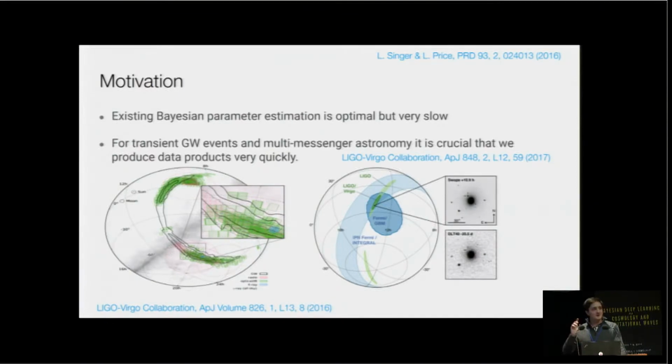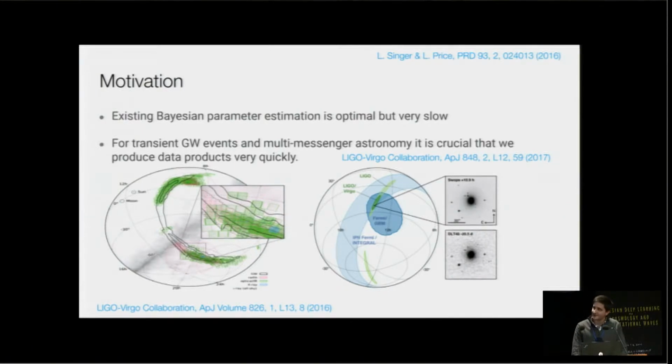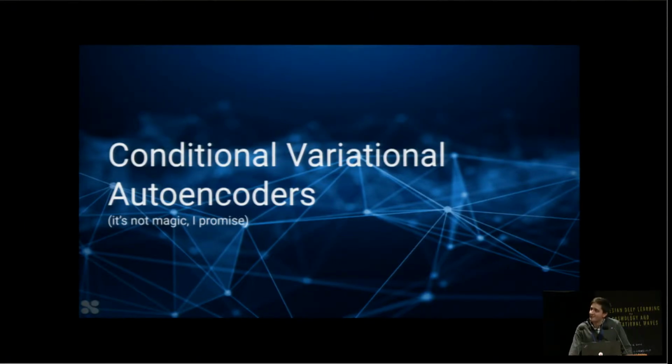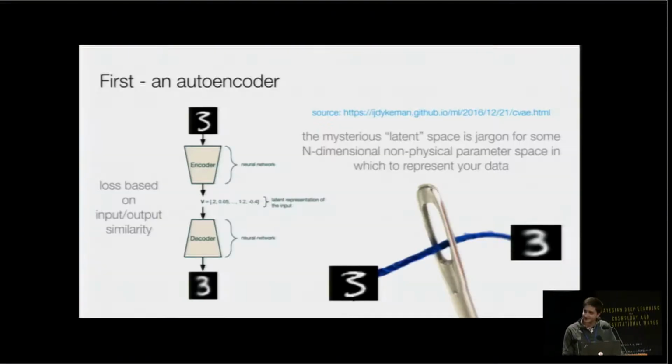And we also want to alert our electromagnetic observers as quickly as possible to tell them where to point their telescopes in the sky. So this is a big problem going forward. And so the question is, is there a way to solve this problem? We think yes. And we think it's conditional variational autoencoders. And I promise it's not magic.